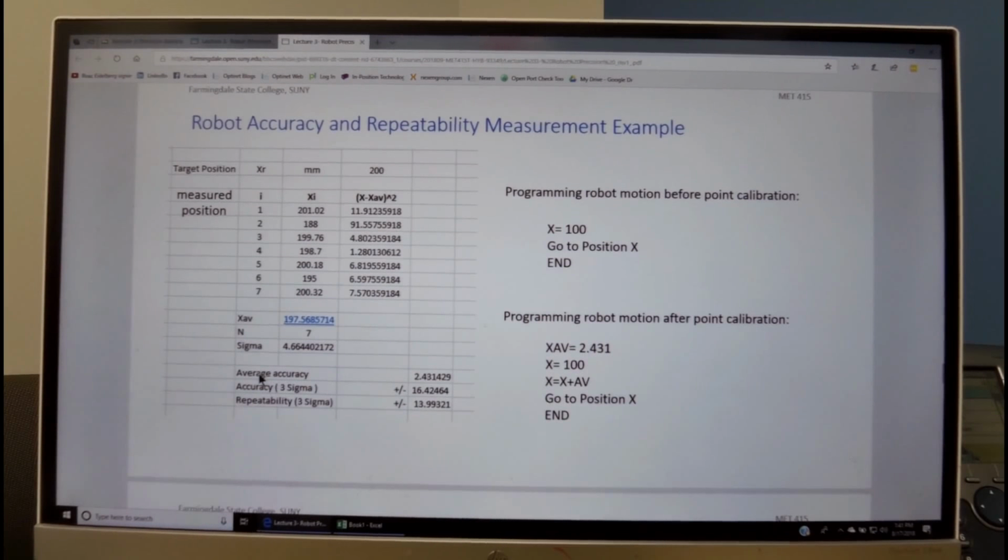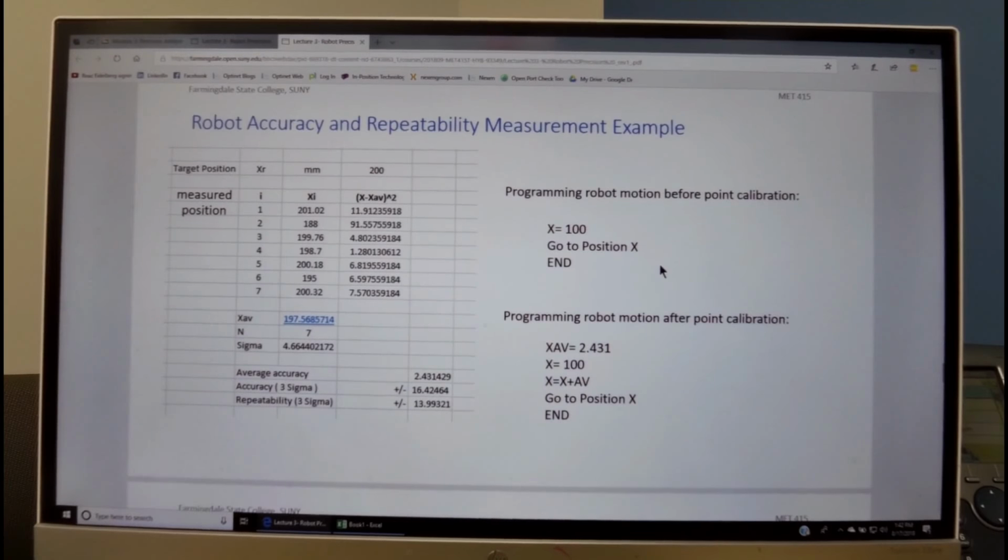Then we have an average accuracy, which is the difference between the target position 200 and the average position, and we have the repeatability of 3 sigma, which is 3 times this value, plus or minus. And we have the total accuracy, which is the absolute maximum sum of the average accuracy plus the repeatability.